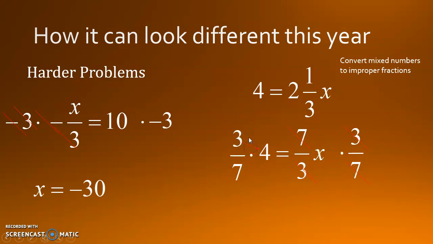And then here, I'm just going to multiply 3 times 4. The numerator times the whole number, because this is really 4 over 1, right? And so it's just numerator times numerator. And that's going to give me 12/7. And this doesn't simplify, and I do not need it to be a mixed number. I prefer improper fractions. So leave it as an improper fraction.